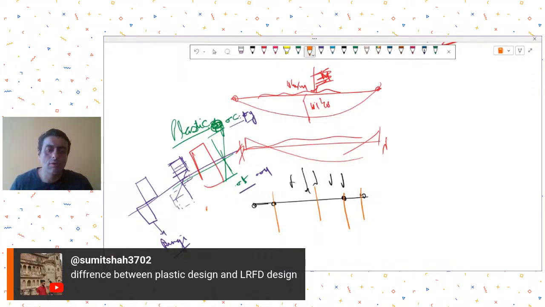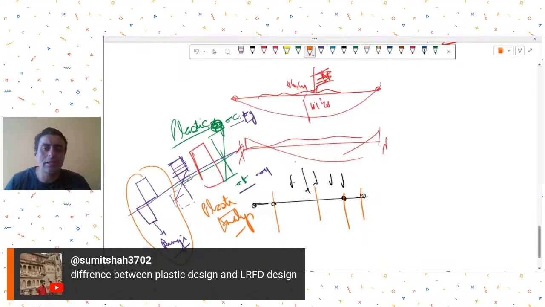So this is what we call plastic analysis: instead of just stopping at the elastic level, we say that our structure can take more loads till plastic hinges are formed, and as long as a collapse mechanism is prevented, we can have more loads, and then we design our section for that level of moments and shears. So this is called plastic analysis.